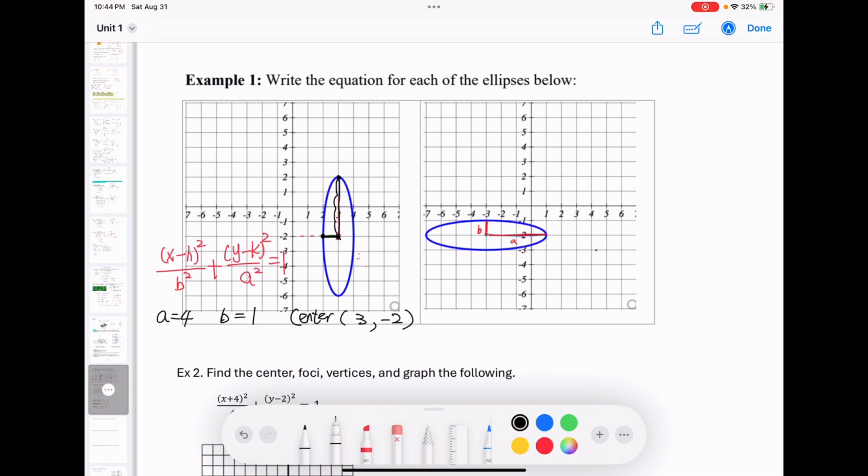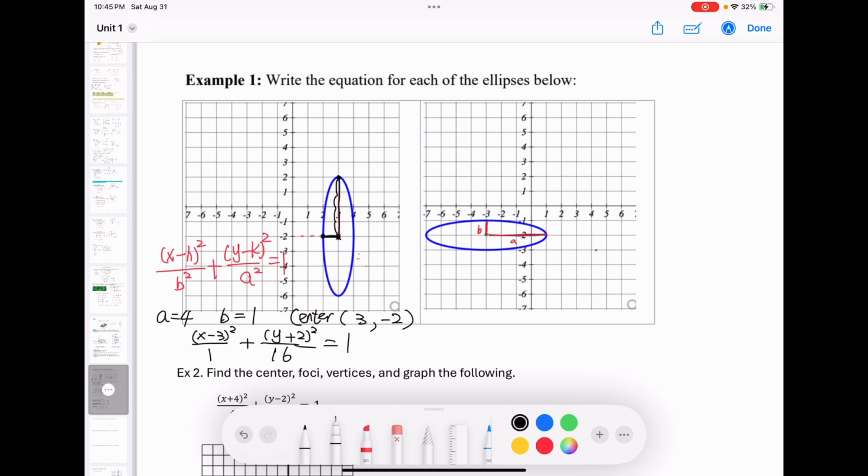Let's plug the information into the formula. We have x minus h, so x minus 3, squared. And then plus y minus negative 2, which is y plus 2, squared, is equal to 1. The bottom of the x is b squared, which is 1 squared. And under the y, I have a squared, which is 4 squared. You can put 4 squared, you can also put 16. Okay, let's see the next graph.